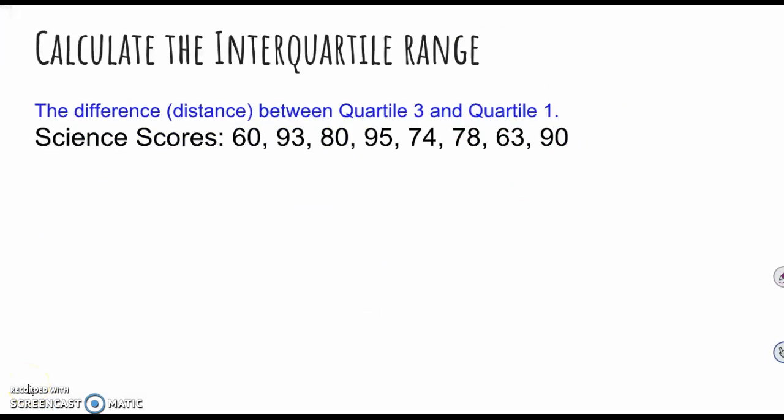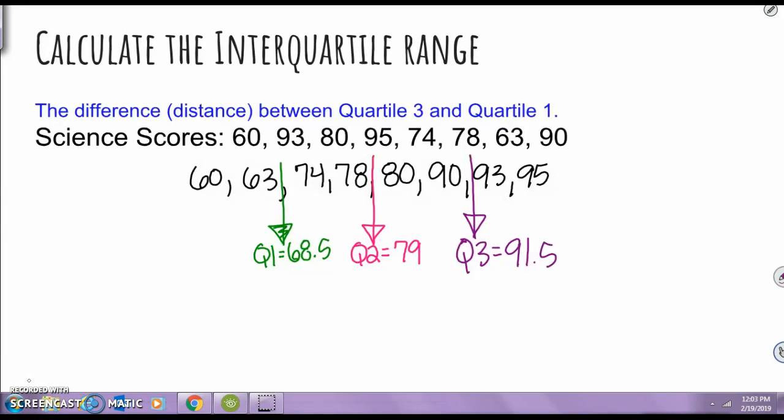Next, we are going to calculate the interquartile range. This is the difference or distance between quartile 3 and quartile 1. Recall, quartile 1 was 68 and 5/10, quartile 2, or the median, was 79, and quartile 3 was 91 and 5/10. To find the interquartile range, also known as IQR, we are going to subtract Q3 minus Q1.